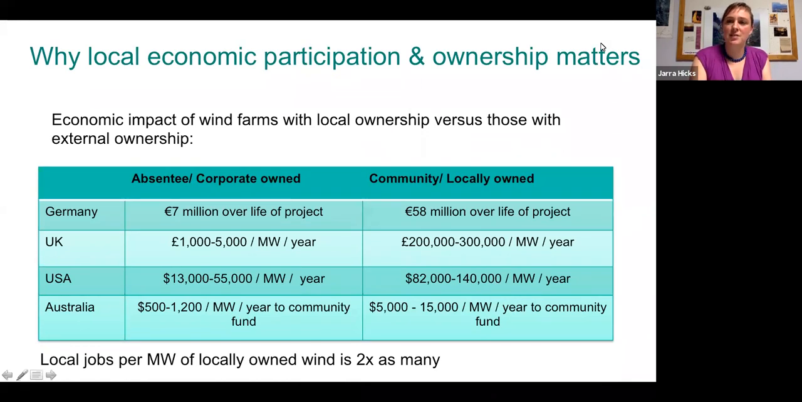And just a note on some of the research around why local economic participation is so important for delivering local economic benefits. There's been quite a few studies looking at the difference between locally owned projects and absentee-owned or, you know, corporate-owned projects where the corporate is from outside the region or outside the country. And really the level of financial benefit coming back to the local community is so many magnitudes better, bigger, when it's locally owned. You know, I'll leave you to explore the figures. It's probably not worth going through them one by one, but just to say if local economic benefit and, you know, regional development is a motivation, thinking about how you can source your finance locally is really fundamental.